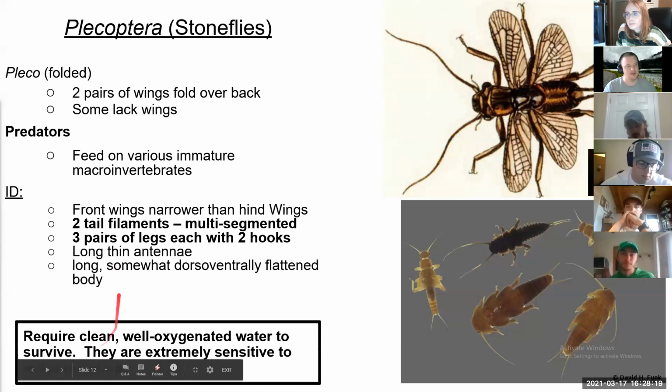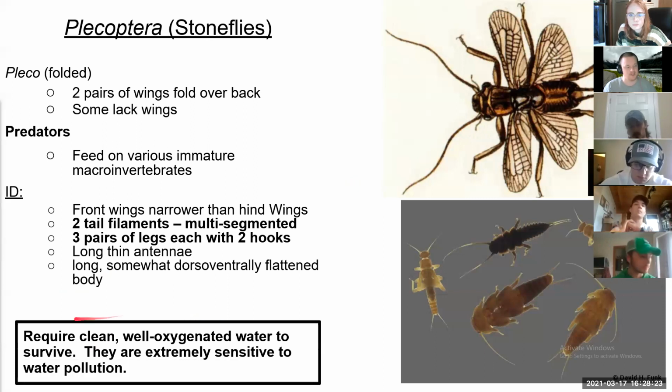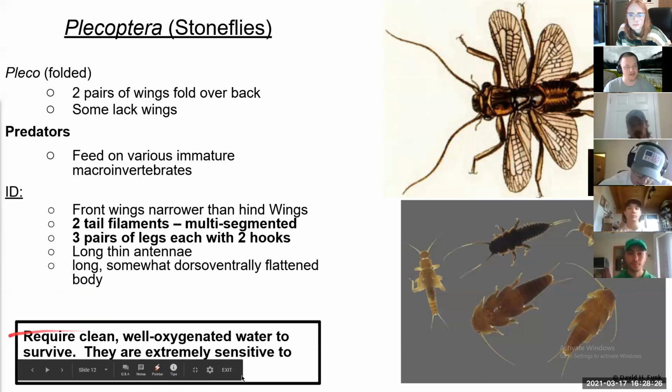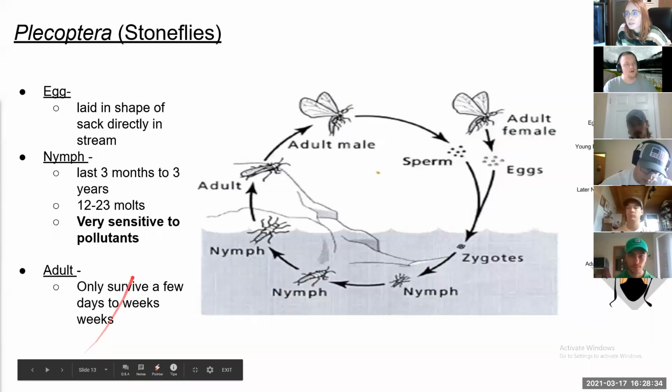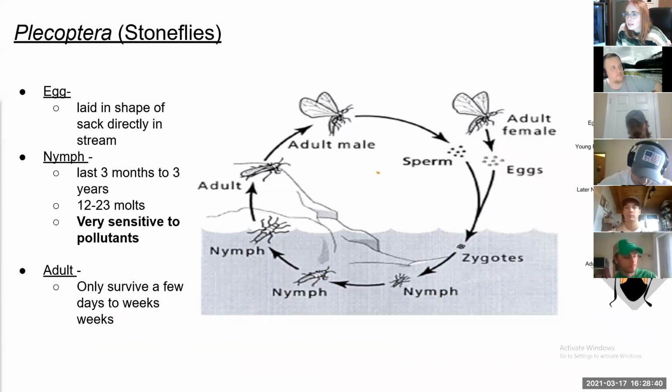Additionally, these require clean, mainly in the nymph stage, which is the aquatic stage, well-oxygenated water to survive, and they're extremely sensitive to pollutants. So if you're getting them straight from the aquatic environment, I'd really focus on those hooks, as well as the segmenting of the tails. That's what I focus on.